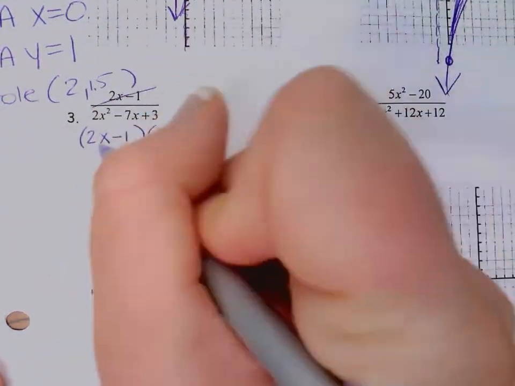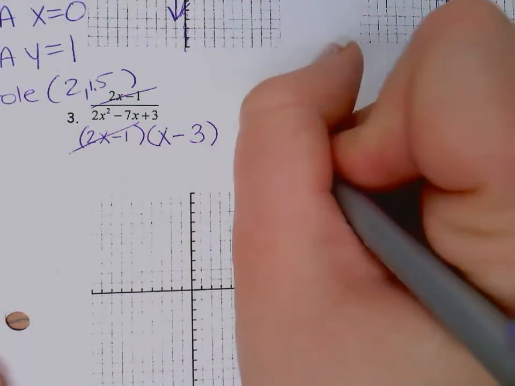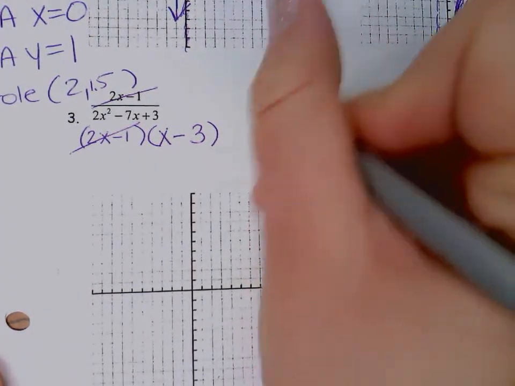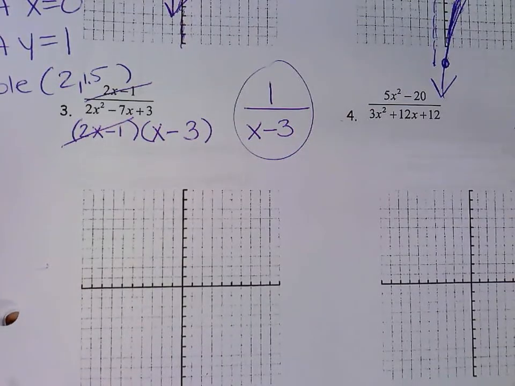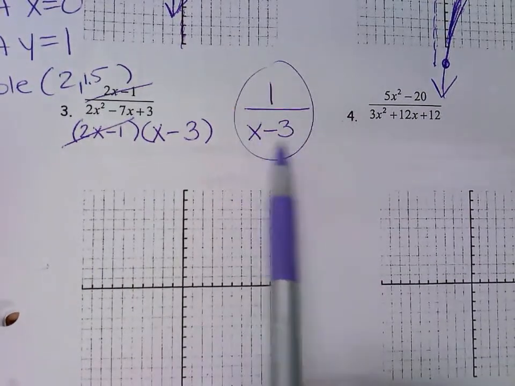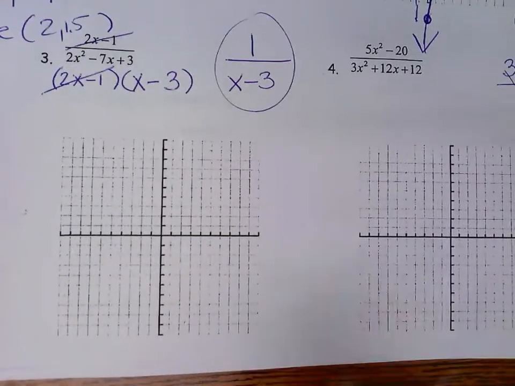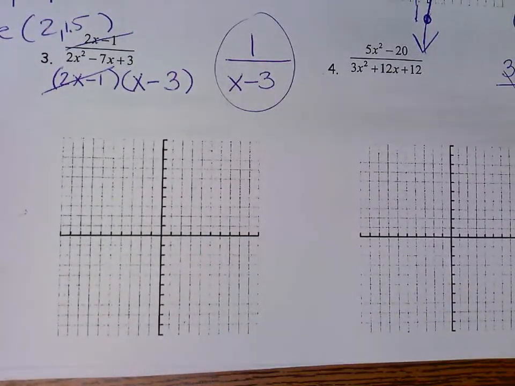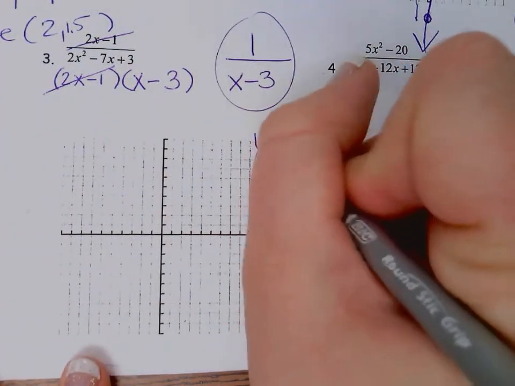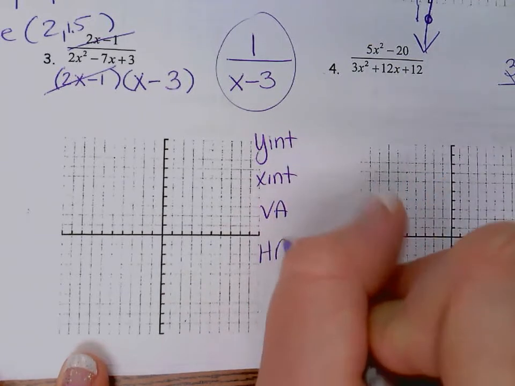So I can cancel those 2x minus 1s. Make sure that you rewrite your function that x minus 3 is sitting in the denominator. And when you divide something by itself, you get 1. So 1 over x minus 3. And this is actually a pretty easy rational function to graph. It has a y-intercept, an x-intercept, vertical asymptote, horizontal asymptote, hole.